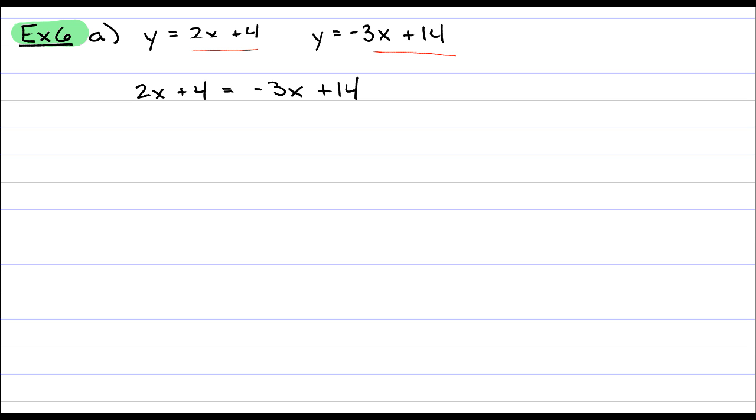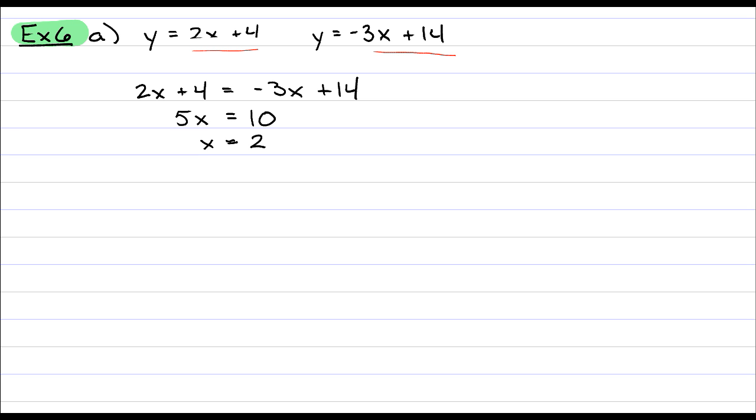I'm going to add 3x to both sides. That's going to give me 5x, and then I'm also going to subtract 4 from both sides, which gives me 5x equals 10. Then I divide both sides by 5 to get x equals 2. So that gives me the x-coordinate for the point of intersection.